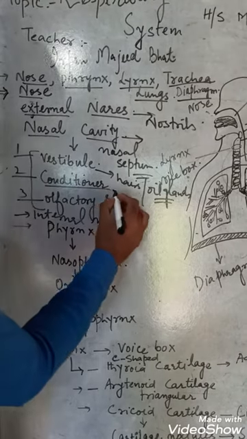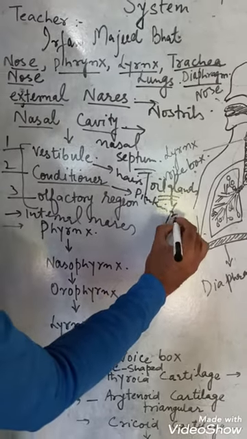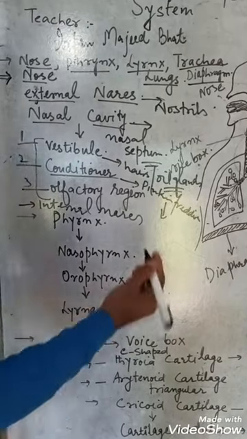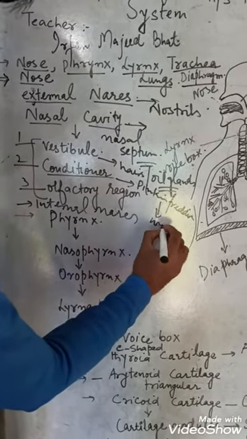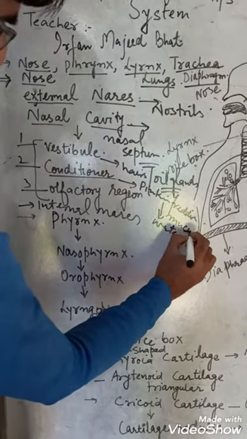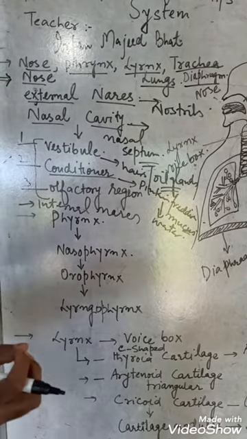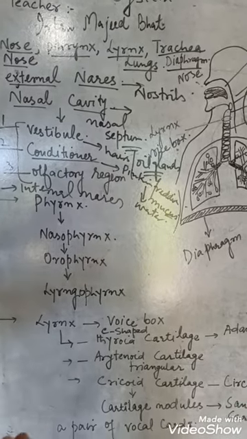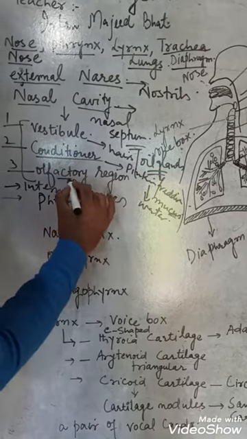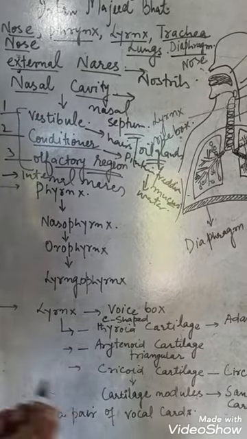Inside, the conditioner is pinkish or reddish in color. It has glands which secrete watery secretions and mucus. So there are mucus glands present in the conditioner, and inside the conditioner there are some bones which are called the nasal conchae. Then you have the olfactory region. The olfactory region is responsible for olfaction, that is, for carrying the sensations of smell.